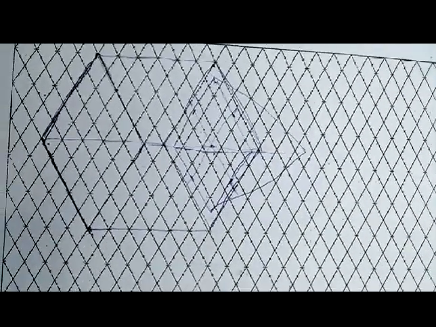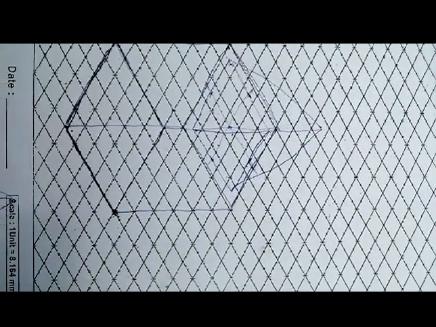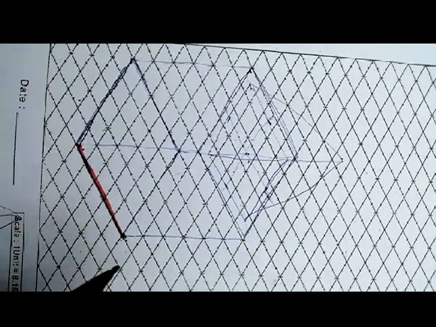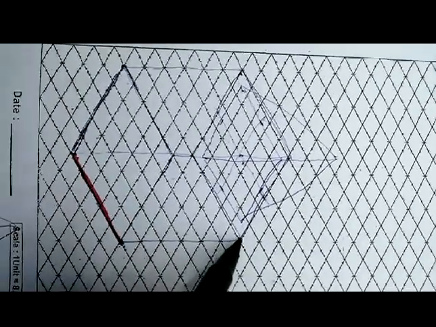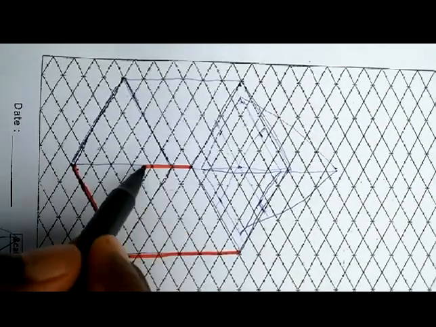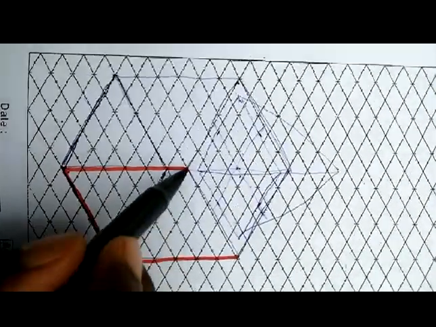So that completes the combination of square prism and square pyramid. After this, identify which are the visible edges and make them thick. This edge is visible, we'll make it dark. This edge is visible, thick. This is a visible edge, thick.